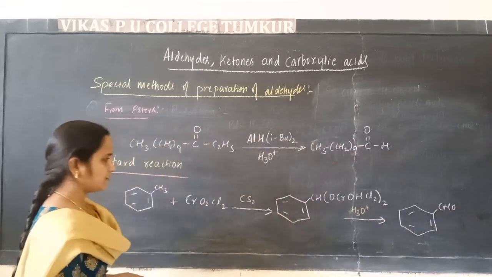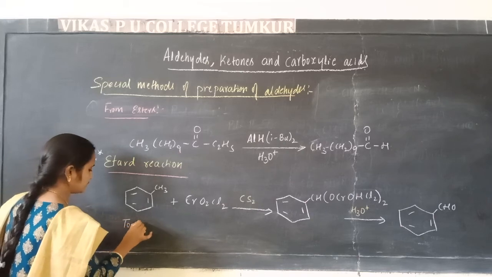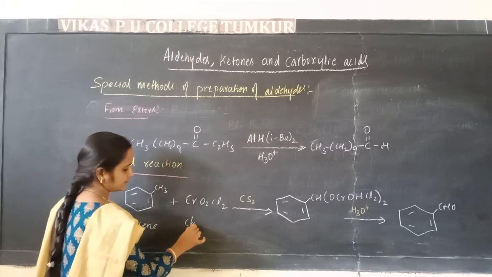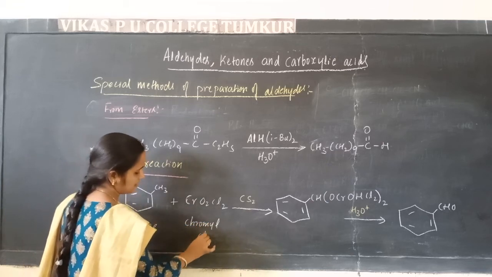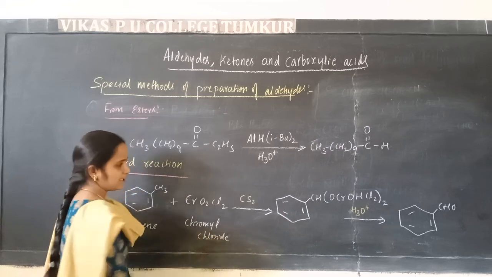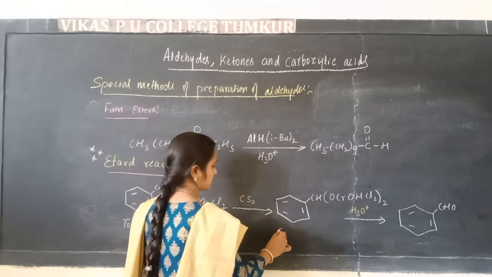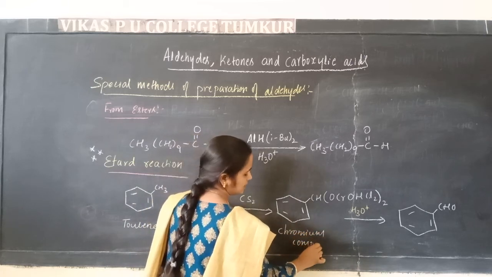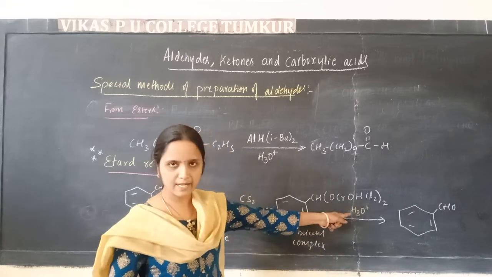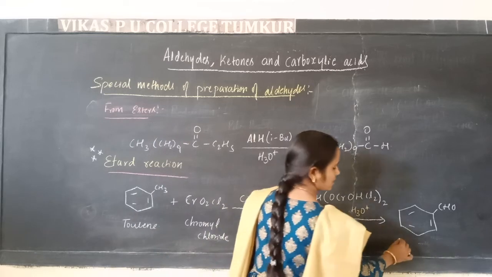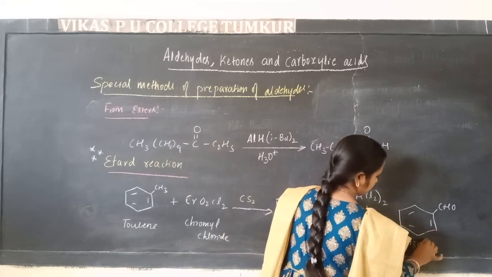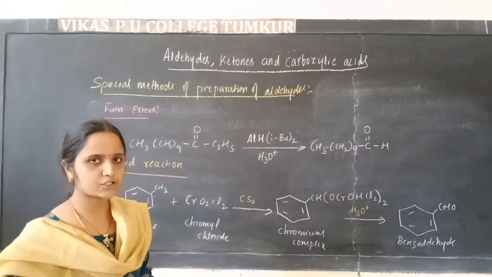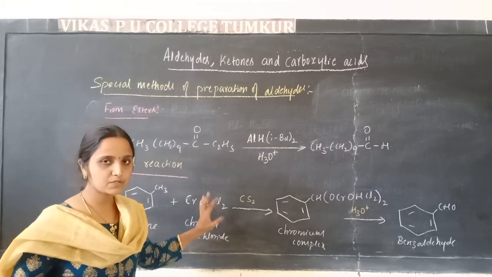Here the starting product is toluene. This toluene reacts with chromyl chloride and gives the chromium complex. This chromium complex on further hydrolysis gives benzaldehyde. This reaction we call the Etard reaction. It's very important for the examination purpose. You should keep it in mind.